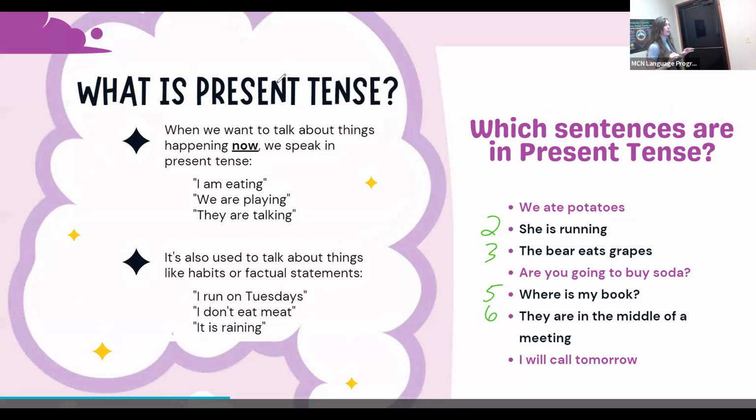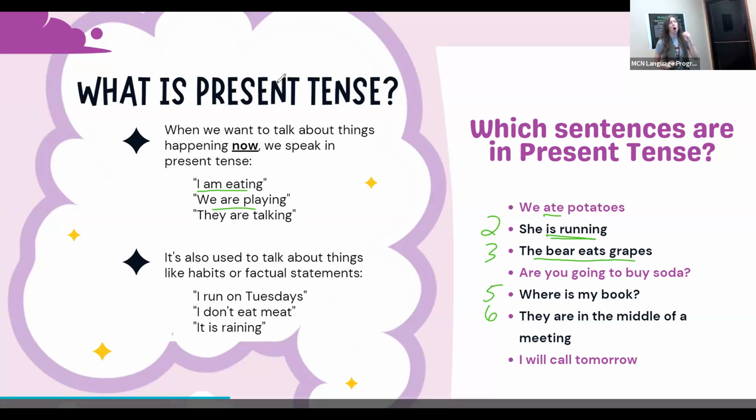Now let's look at why, right? We ate potatoes. Ate is past tense, right? I've already done it. I'm not doing it now. It's already been done. She is running. This is a good way to tell. Is running, right? We use is to kind of show it. That's why I am eating, we are playing, right? The bear eats grapes. That's a statement about whether it's now or in general. So just in general, eats grapes.